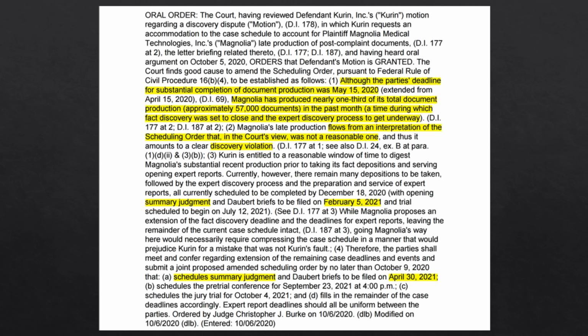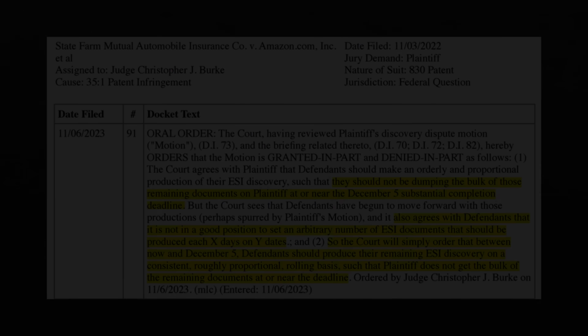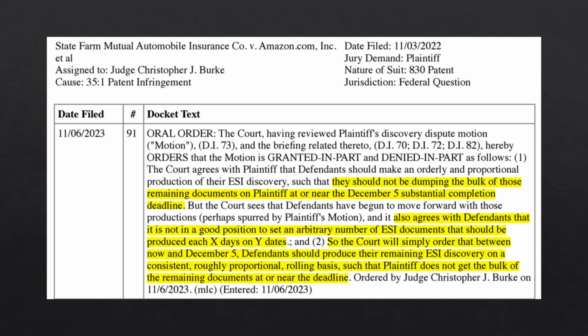And in fact, discovery was closing up, and so it messed up the entire flow. So there had been the deadline for summary judgment on February 5th, but it was so backed up, it got moved all the way to April 30th. In another case, the judge here sees that problem about to happen, and he tries to get ahead of it.